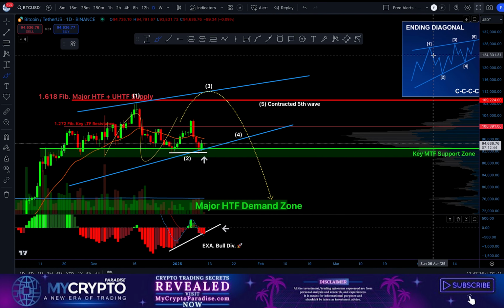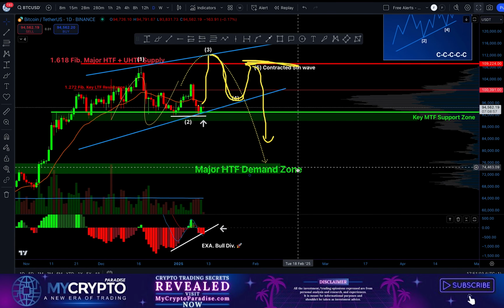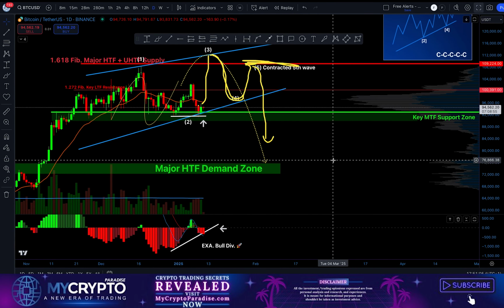$112,000, but after we drop below it once again, forming the fourth subwave, I honestly don't believe that this resistance will be broken once again. We will stop here with the fifth wave, which is most likely going to be contracted, and we will start our correction, firstly towards our major high time frame demand zone, which is sitting at around $77,000, and then once we break this one, you know from the previous video that we will go much lower.